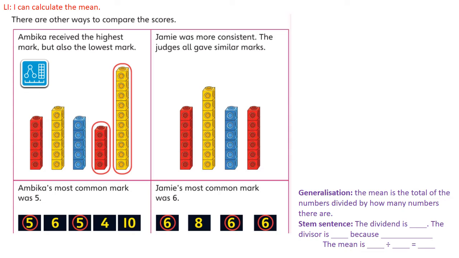So here we're showing the difference between Ambika's lowest score and her highest score. So that's 1, 2, 3, 4, 5, 6. It's got a difference of 6. Whereas Jamie's are much more consistent, and the difference between her lowest and her highest is only 2. Or, as I've just said, we can look for the most common score. Jamie's most common score was 6, whereas Ambika's was 5. So there is more than one way of comparing. But for the sake of today, we are going to still concentrate on the mean.